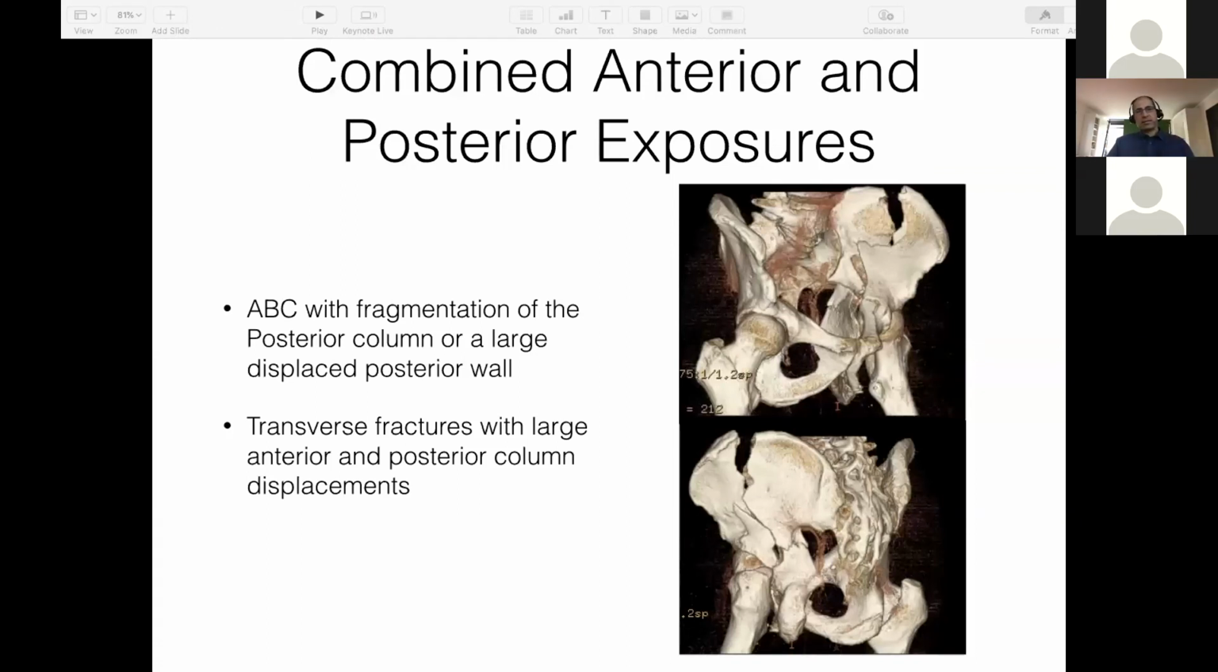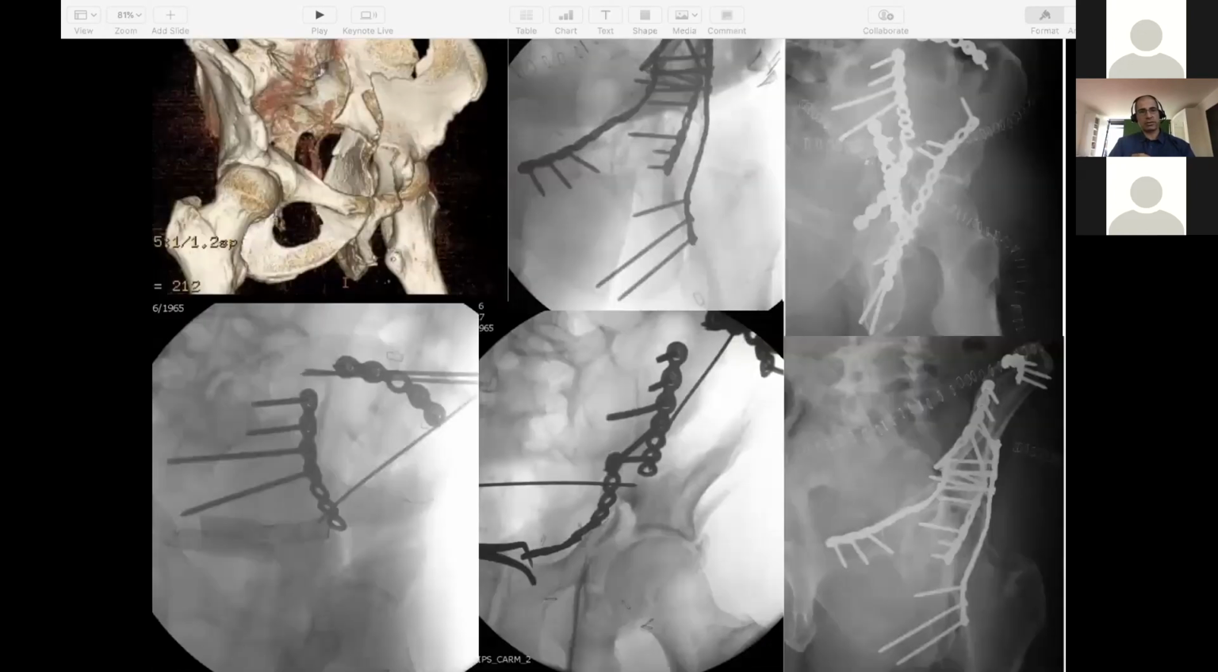Occasionally, we need to combine these two approaches. If anybody was at the general with me on Monday, we had to combine both an anterior and a posterior approach to treat a very challenging associated both column injury. This is something we have to do when it's just not enough to use only one surgical approach. It doesn't give us the visibility that we need to address all of the important components of an injury.